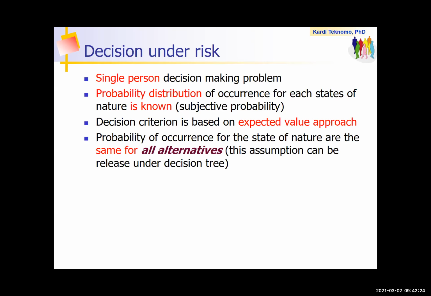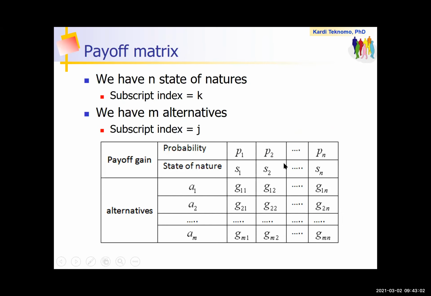Now you have good information about the probability distribution of the occurrence of each state of nature. You may or may not have the same information of probability for each alternative. If you use the table, then you assume the probabilities of occurrence for each alternative are equal. But this assumption can be released later under the decision tree, as we can see later.